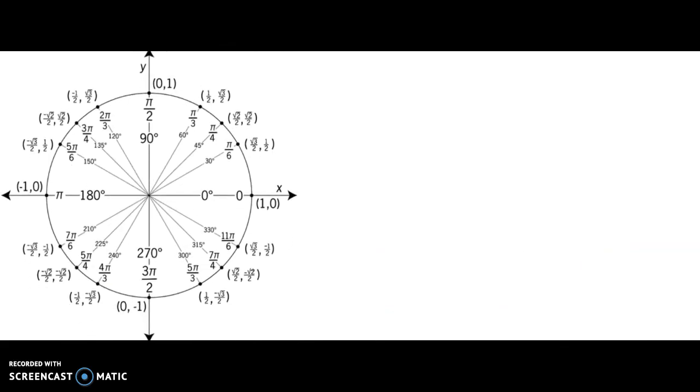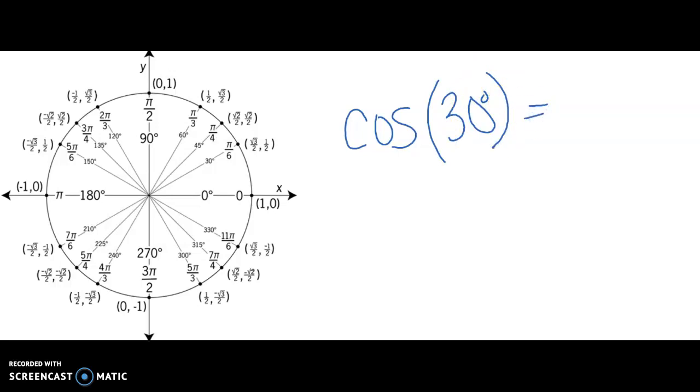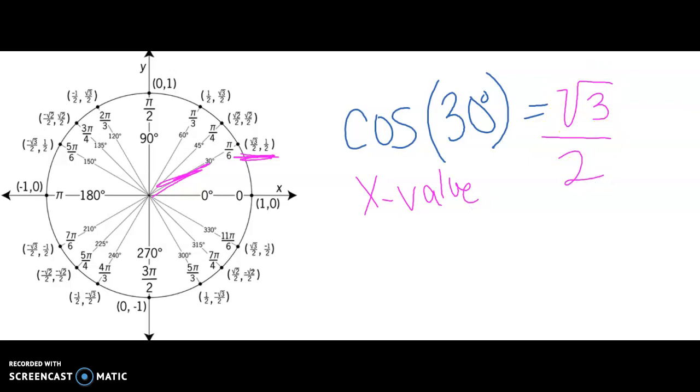So here, let's say I ask you, what is cosine of 30 degrees? The unit circle helps us find cosine at 30 degrees without having to do the math with triangles. So if we look at this coordinate right here, here's our 30 degrees, and the coordinate is square root of 3 over 2 and 1/2. Cosine is the x value. So what's the x value? The x value is the square root of 3 over 2. That's your answer right there.